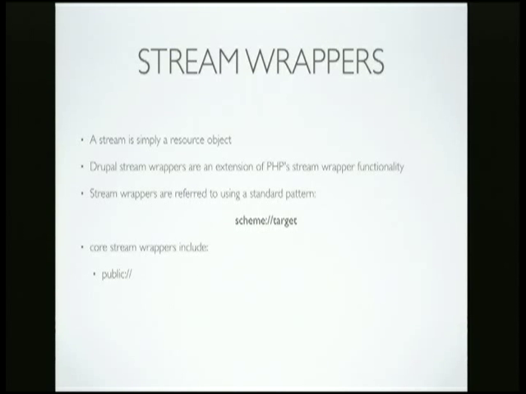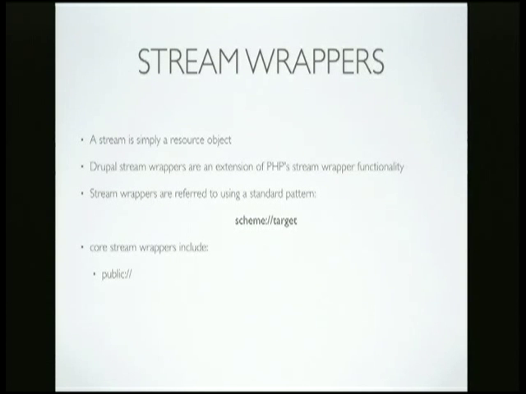Really, all the stream wrapper is doing here is looking at that public scheme, taking the bit that comes after it, and converting the public space into whatever you've set your public file directory to be in your variables table. And then it's looking for a file within that space.